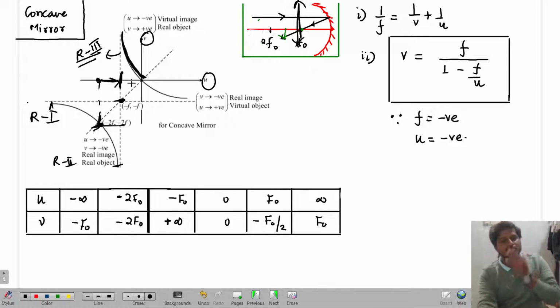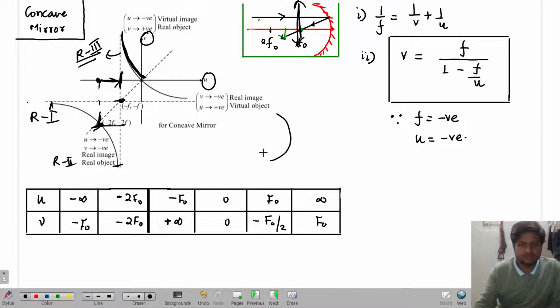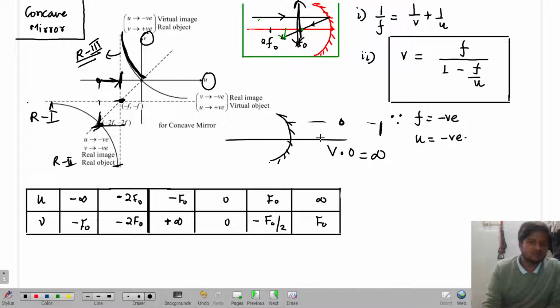Understood? Now another thing is going to happen. This is my concave mirror, and let's suppose the virtual object is at infinity. So what is going to happen? For that virtual object, all the light rays are going to meet at the focus and create the image at minus of f over here. Yes or no? So for reason 4, if the object distance is equal to infinity, the image is formed at minus of f.